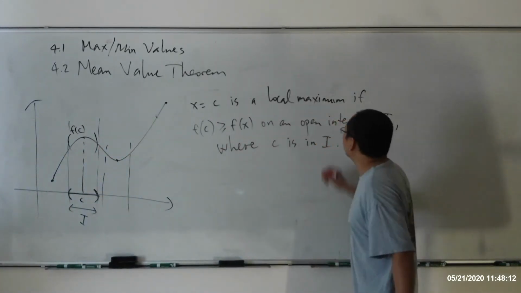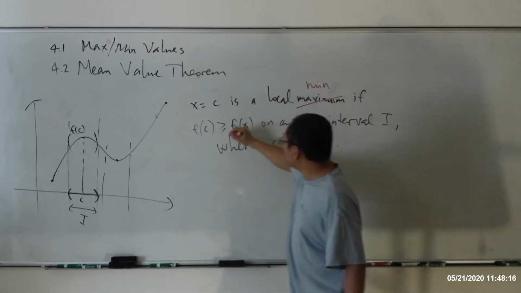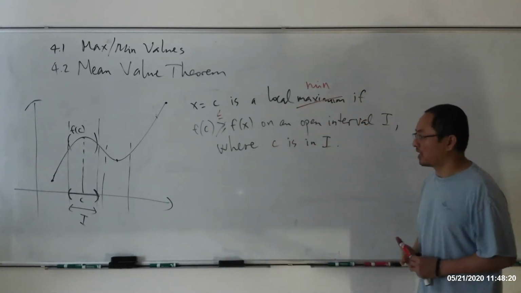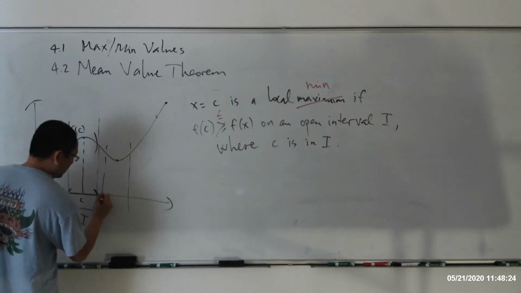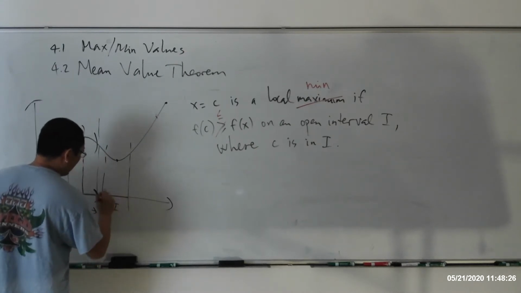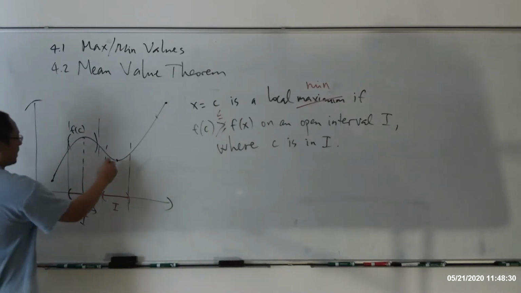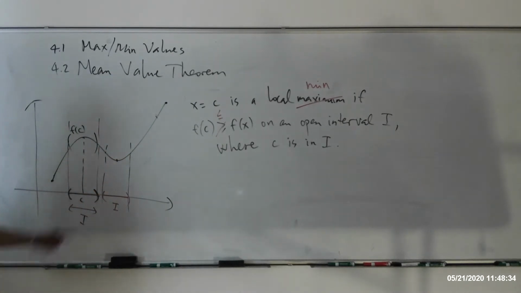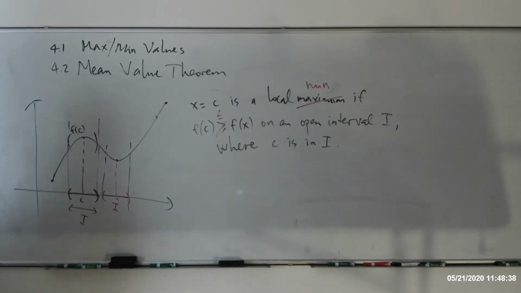You can simply change the word max to the word minimum, and greater than or equal to becomes less than or equal to, and you have the definition for minimum. Same idea. And now we're talking about this interval right here, from here to here. This is my new I, open interval. And local minimum of what? F of C is smaller than any other f of x within that interval, where C is, of course, going to be in that interval. C is right there. Okay?